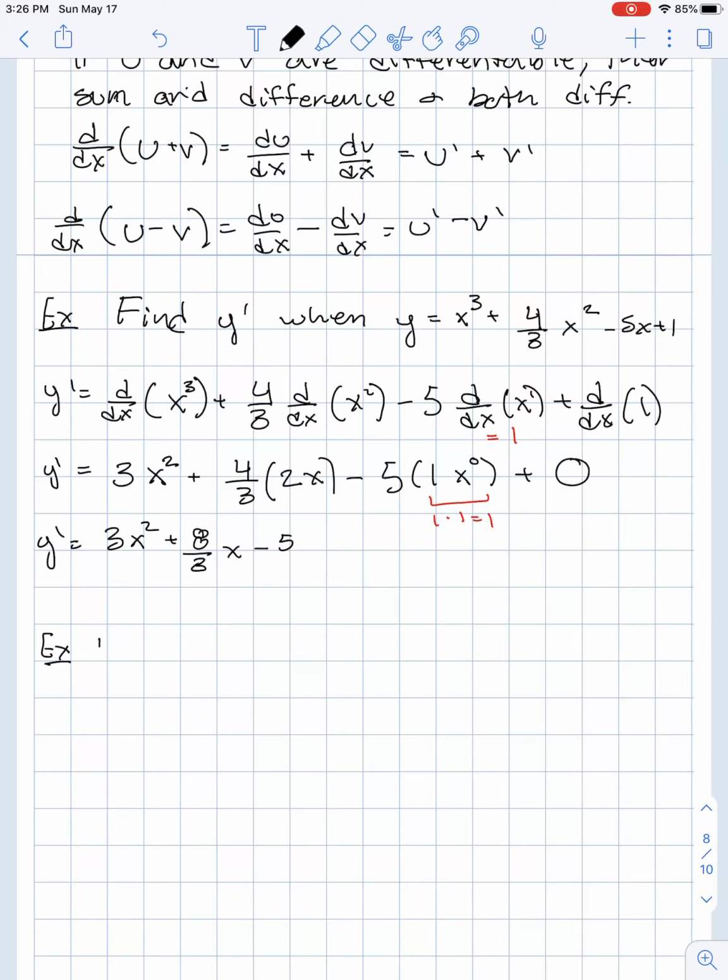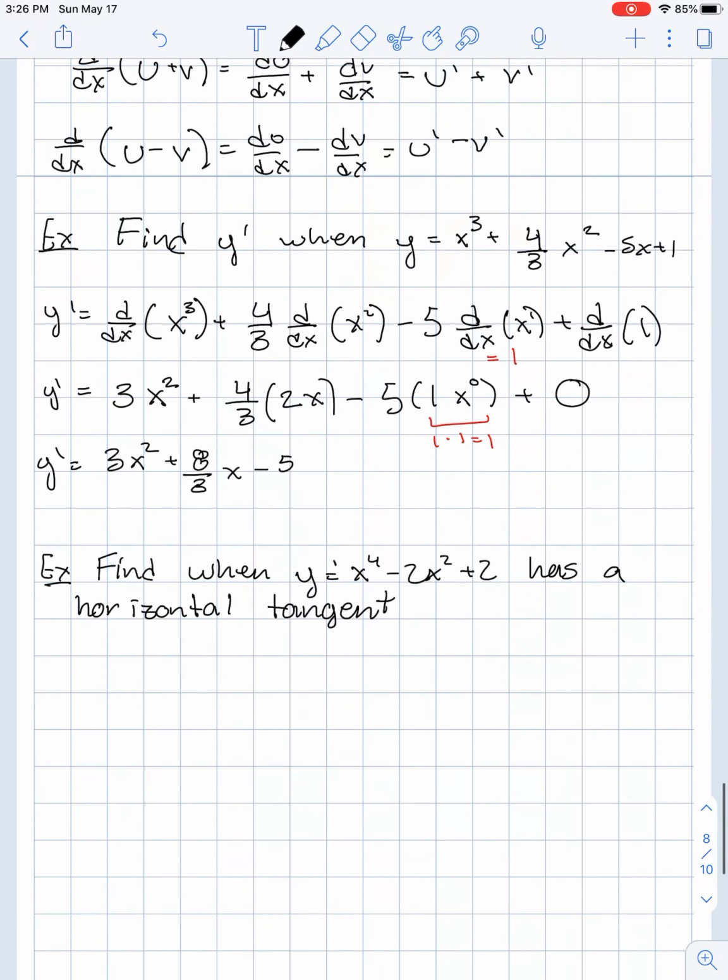Perfect. So our next example, we're asked to find when y equals x to the 4th minus 2x squared plus 2 has a horizontal tangent. Oopsies. So what's the slope of a horizontal tangent?